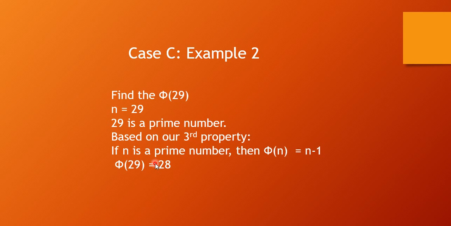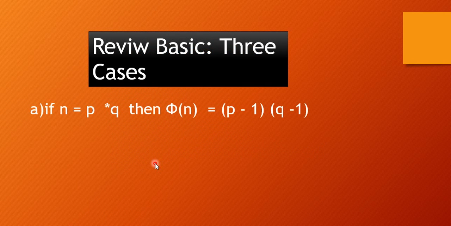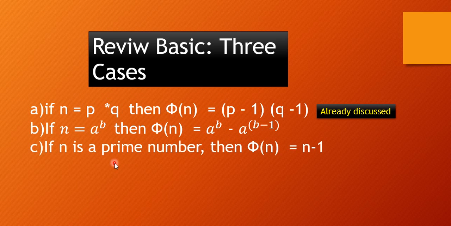There we go. Let's just review the basic three cases again. If n equals p times q, then totient of n equals (p minus 1) times (q minus 1), which we discussed in my first video. The second one that we discussed here: if n equals a to the power of b, then totient of n equals a to the power of b minus a to the power of b minus 1. And if n is a prime, you know what to do: totient of n equals n minus 1.